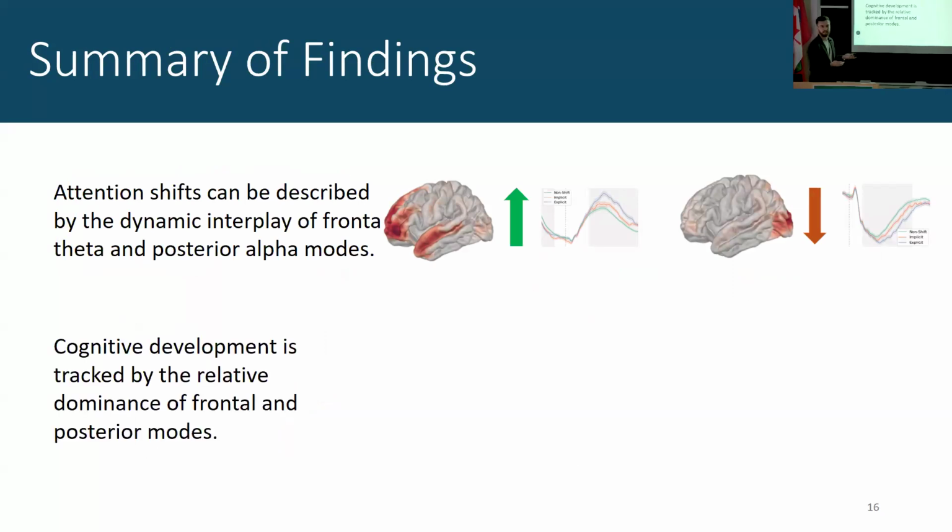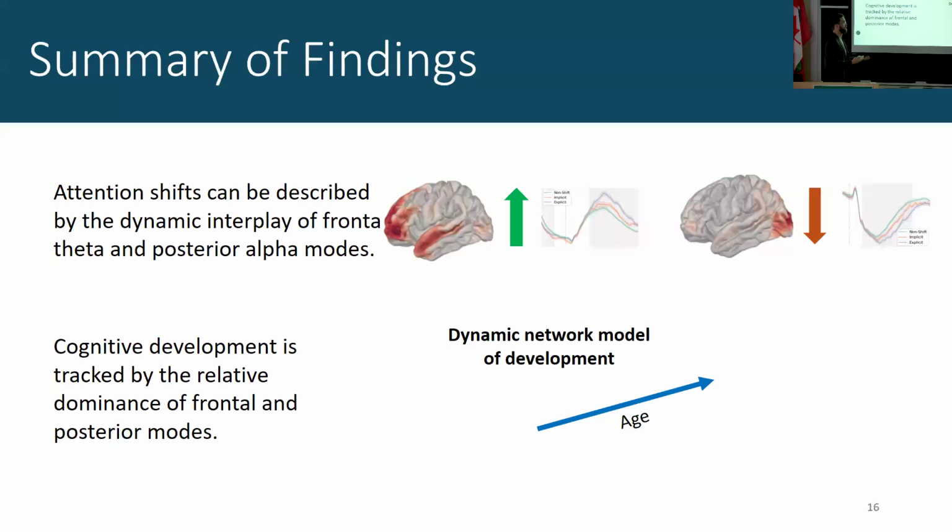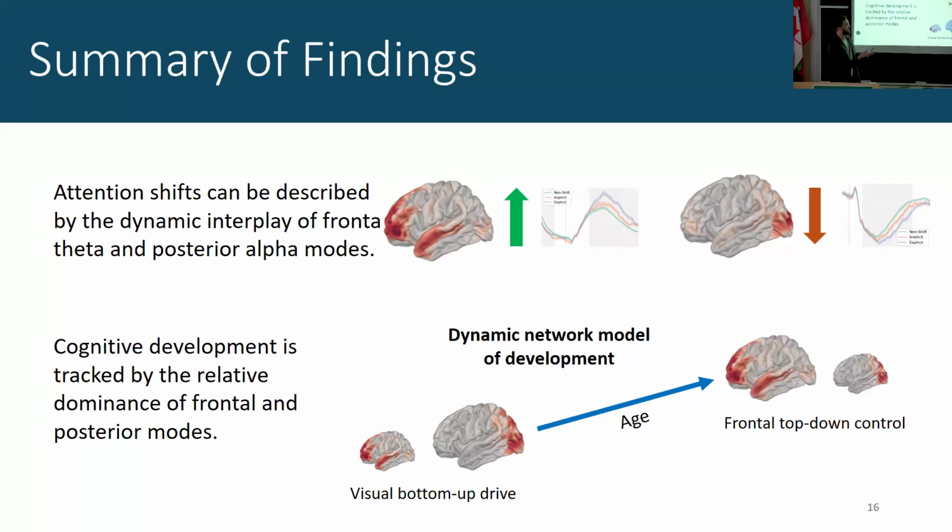And we've also created a dynamic network model of development. Here is a line representing development over childhood. When you're at the bottom of this line and you perform this task, your response is dominated by that posterior visual drive, that bottom-up drive. And then when you age, you are dominated more by this frontal theta, perhaps top-down control mode.